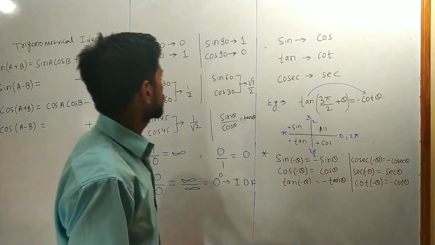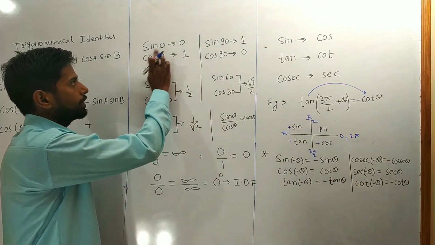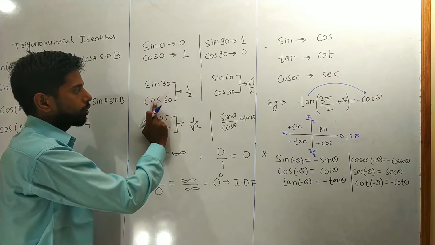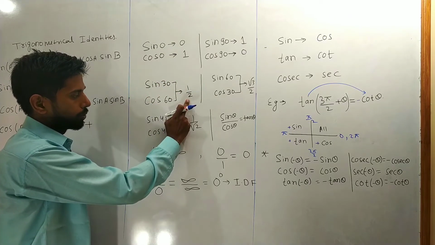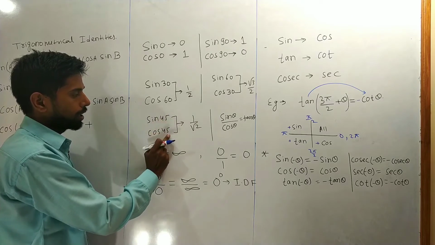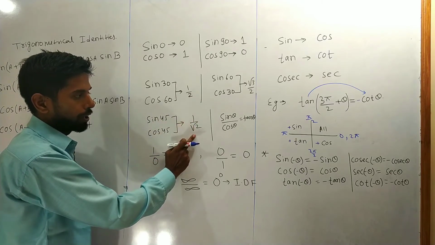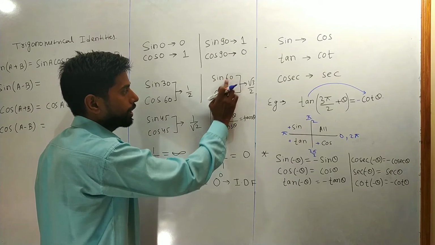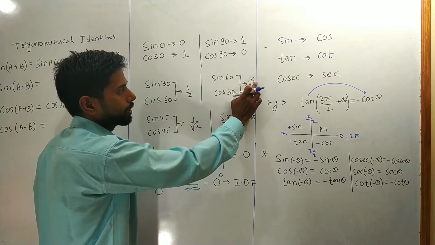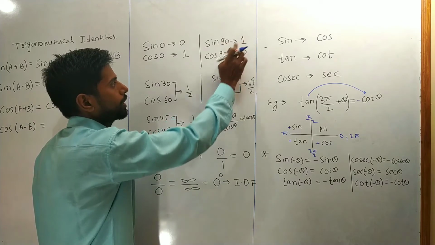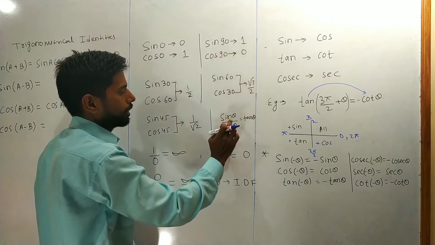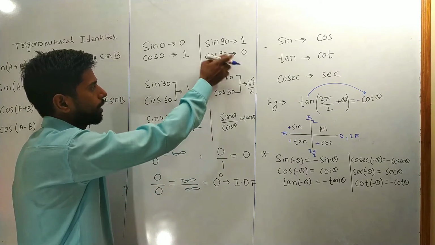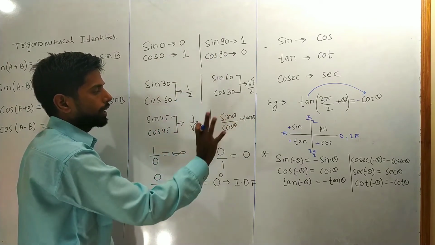Okay, next one is sin 0 is 0, cos 0 value is 1. Sin 30 and cos 60 have value 1 by 2. Sin 45 and cos 45 have value 1 by root 2. And you know sin 60 and cos 30 give a value root 3 by 2. Sin 90 is 1, cos 90 is 0. And sin theta upon cos theta is tan theta. So if you know these values only, you can find any value.